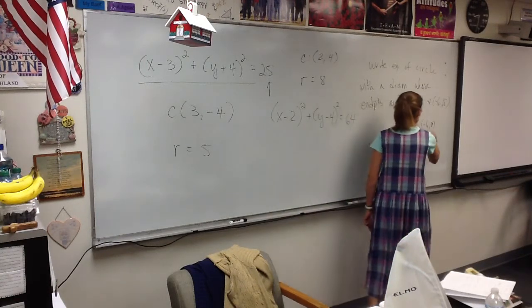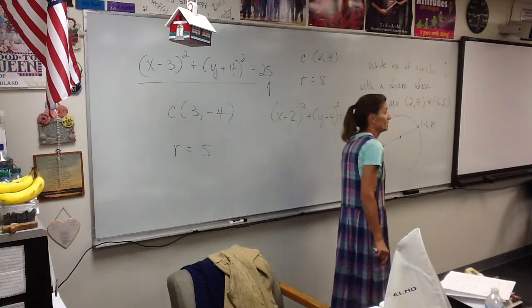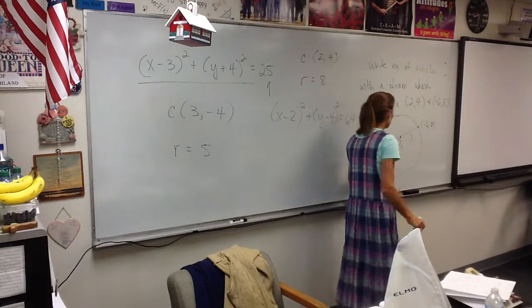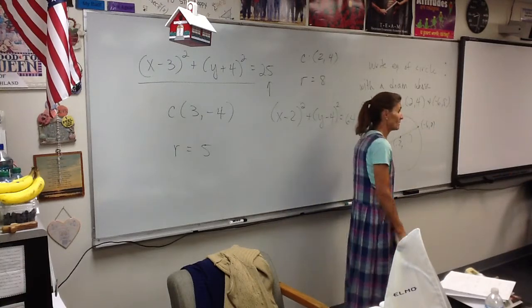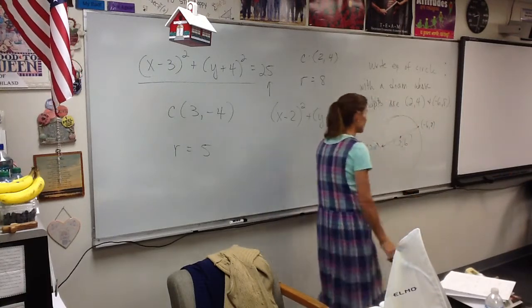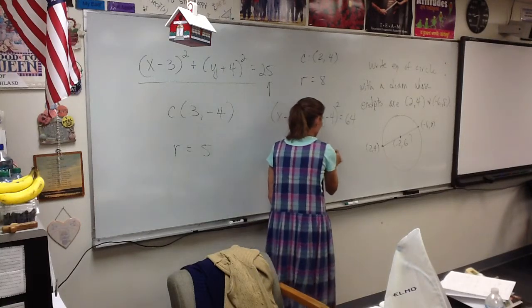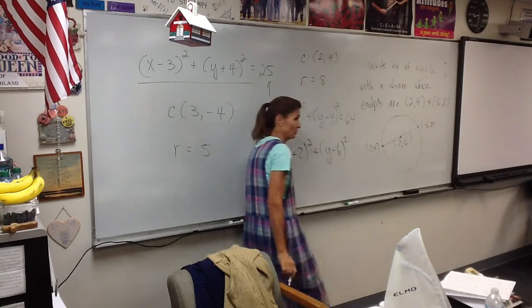So what's 2 plus negative 6? Negative 4. Divided by 2? Negative 2. What's 4 plus 8? 12. Divided by 2? 6. So my center is negative 2, 6. So would you agree that I can already write this much of my circle?